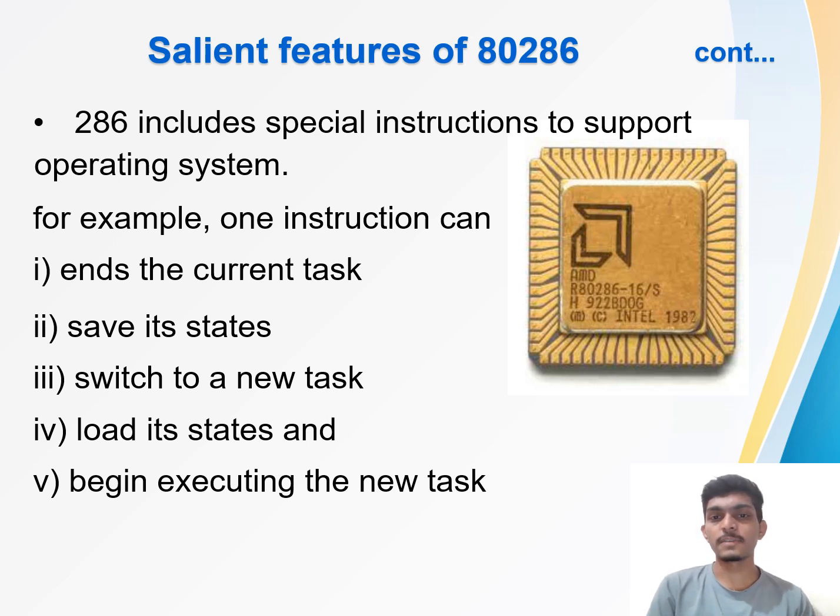The 286 includes special instructions to support operating systems. For example, one instruction can end the current task, second save its state, third switch to a new task, fourth load its state, and fifth begin executing the new task.